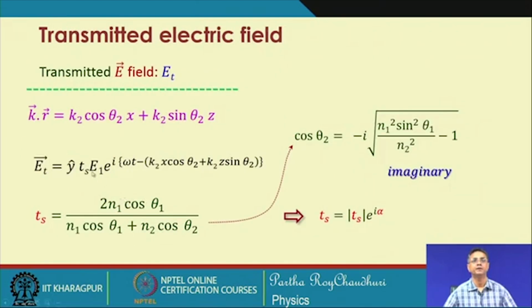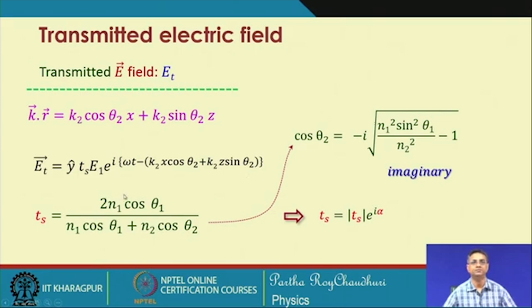Okay. So, in the transmitted field, you have k dot r equal to k 2 cosine theta 2 x, we have seen this, and k 2 sin theta 2 z. These are the x component and z component of the k vector. So, in the transmitted field, we can write the electric field of the transmitted wave as the transmission amplitude multiplied by the incident electric field amplitude and this phase factor. So, omega t minus k dot r I have written in this form, because there is no k 2 y, only k x and k z are involved.